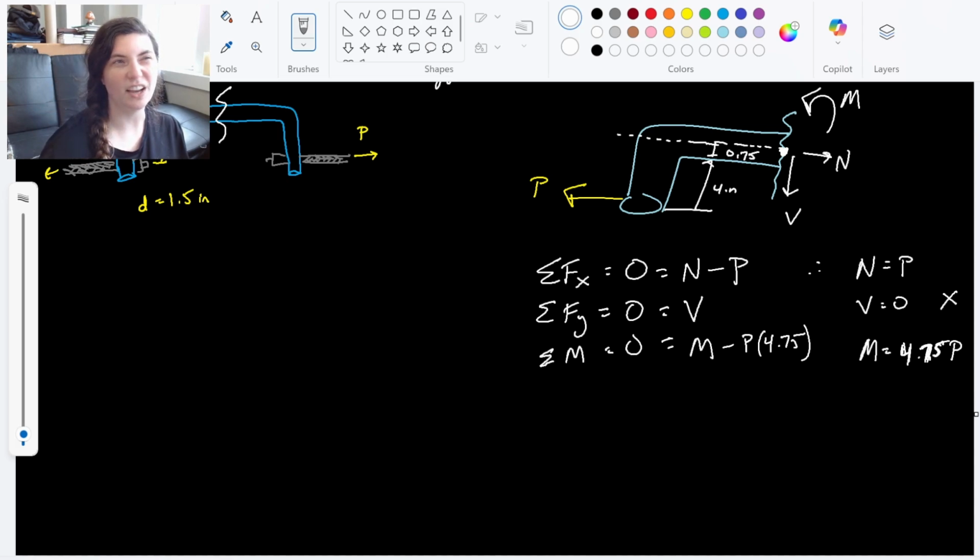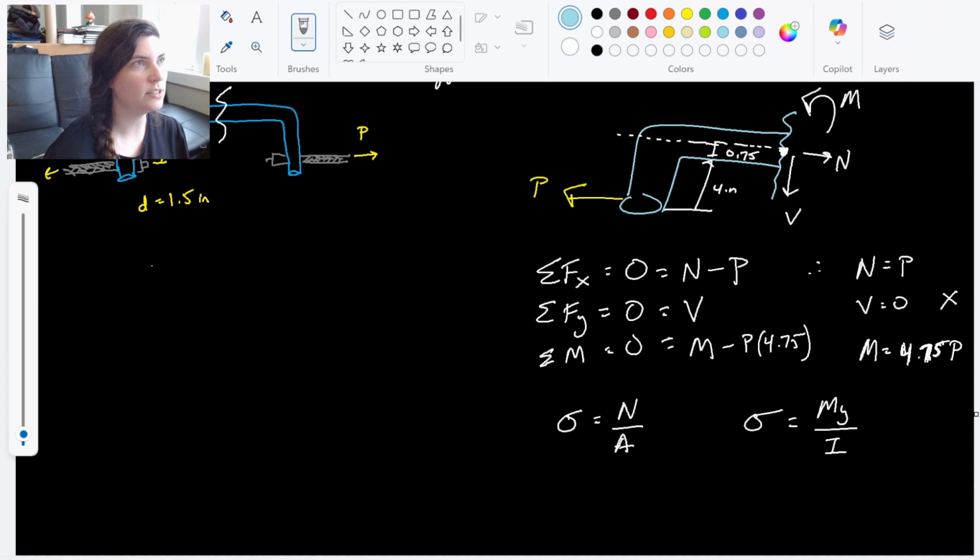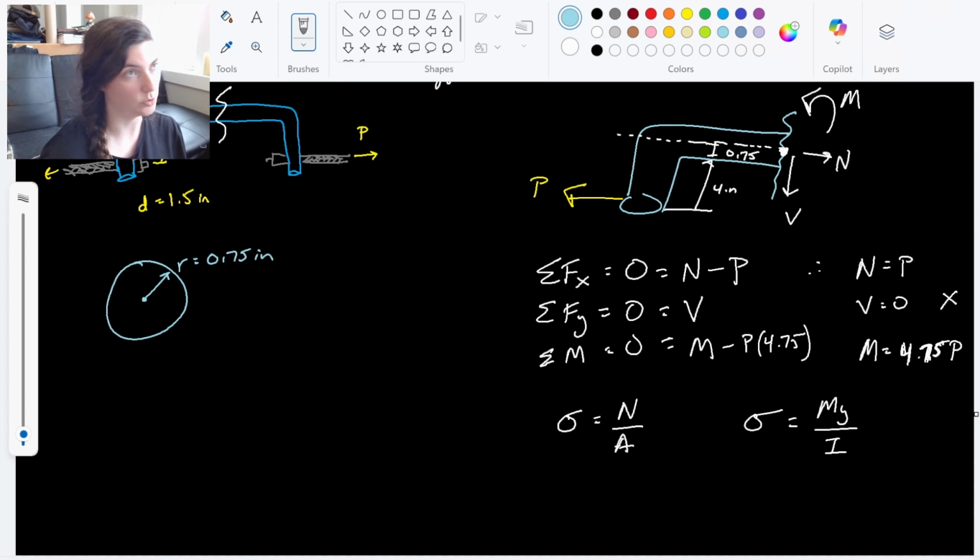Now, the third step is to find any cross-sectional properties that are associated with them. So we said, all right, we have a normal force, so we have a normal stress, normal over area, and we found a moment. That means there's going to be a bending stress of My over I. So if we look at the cross-section of this rod, it has a radius of 0.75 inches, which we get because the diameter is 1.5, so half of that is 0.75.